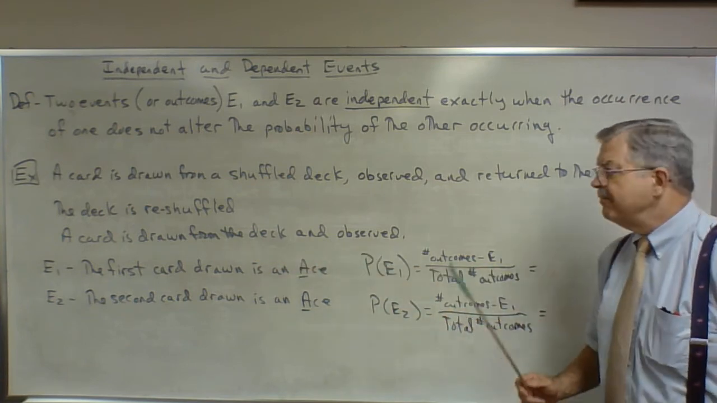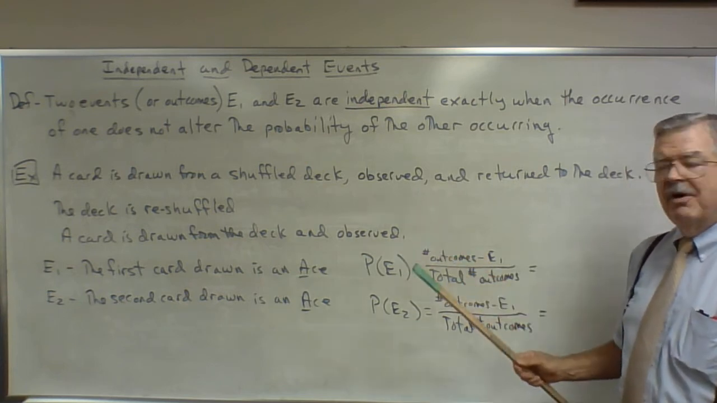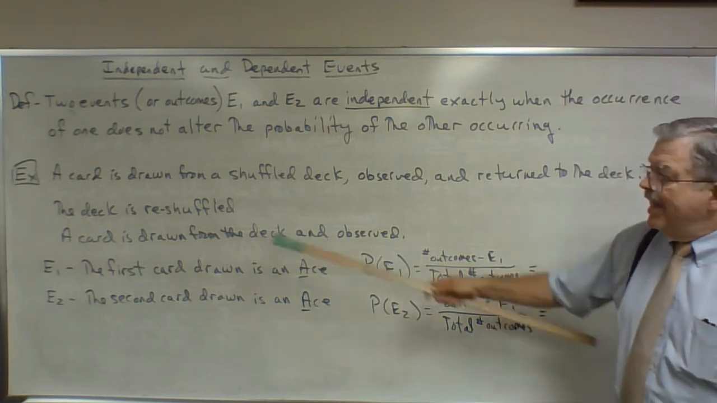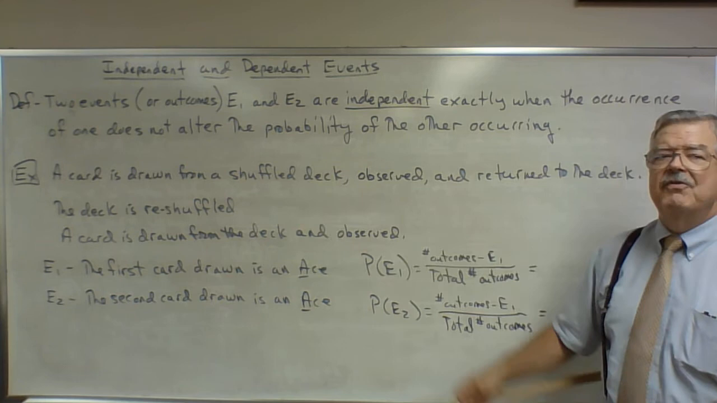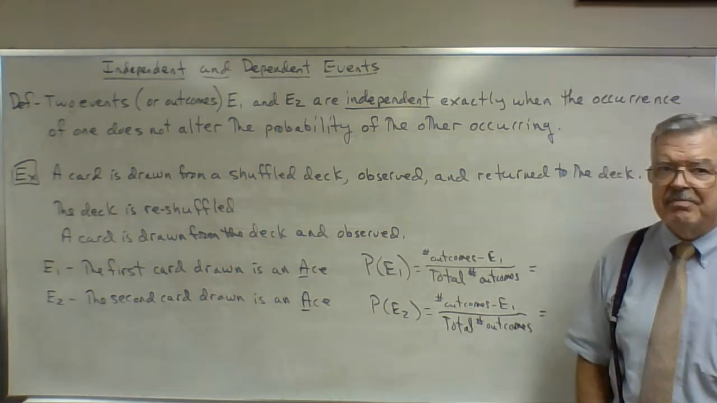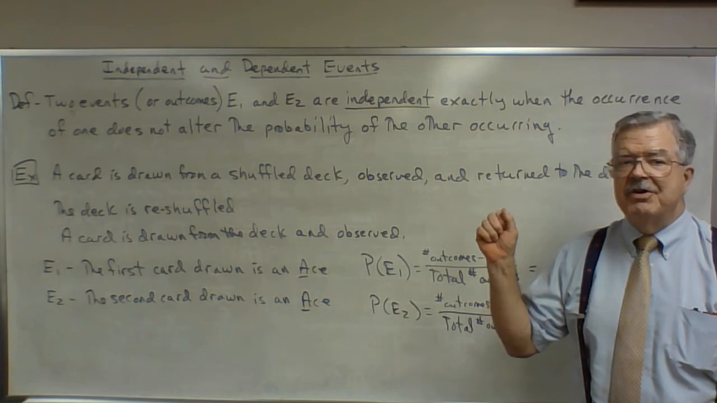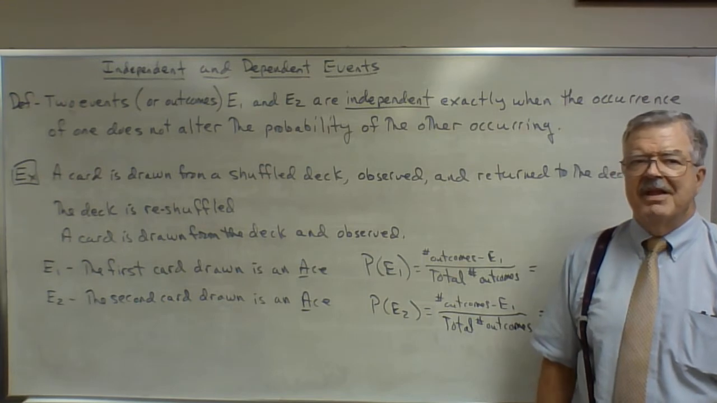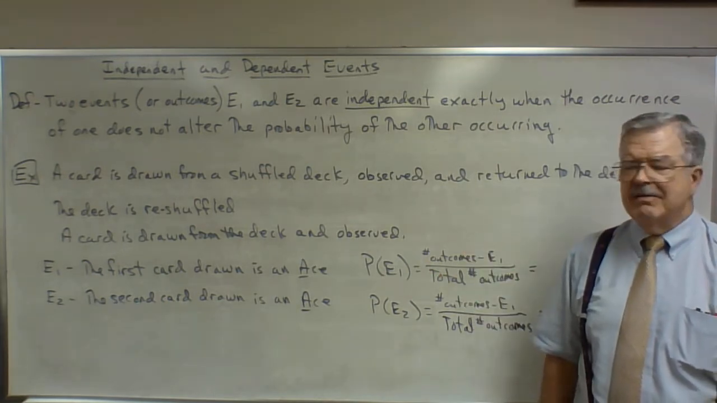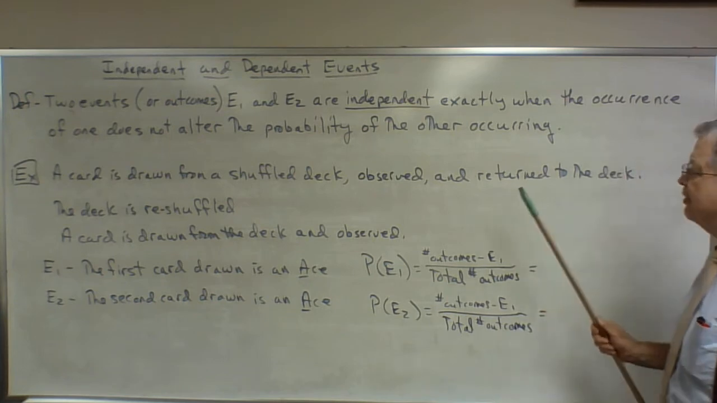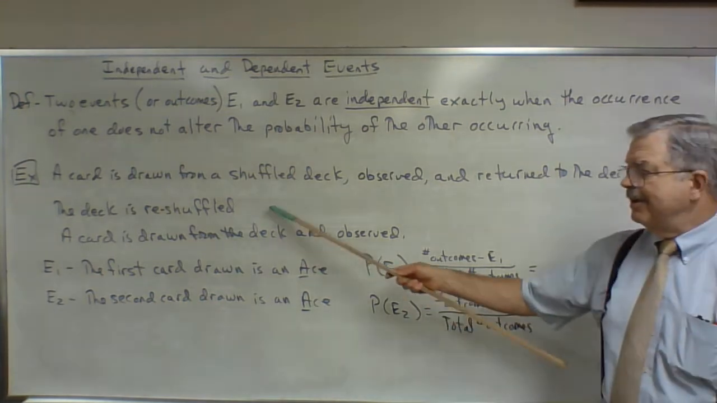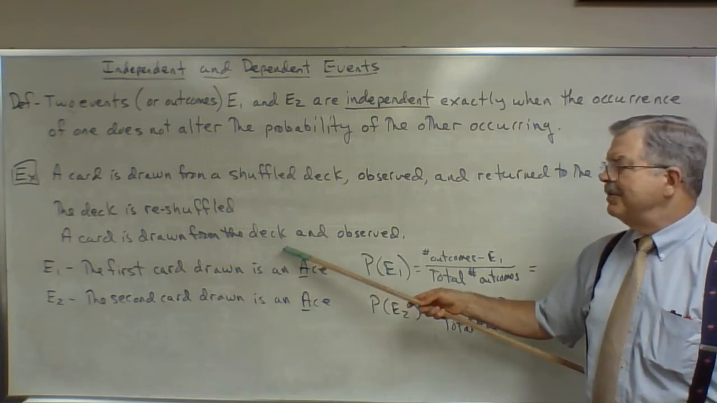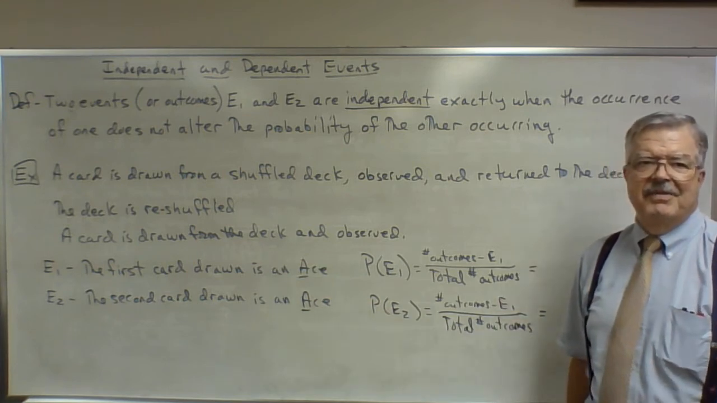Now here's the point. When we take the first card that we draw and observe it and return it to the deck, and then we shuffle that deck before we select the second card, that first card that we drew is just as likely to be selected on the second draw as any other card in that deck. So if we've returned the first card to the deck and the deck is reshuffled, then every card in the deck theoretically is equally likely to be the card that we draw the second time.